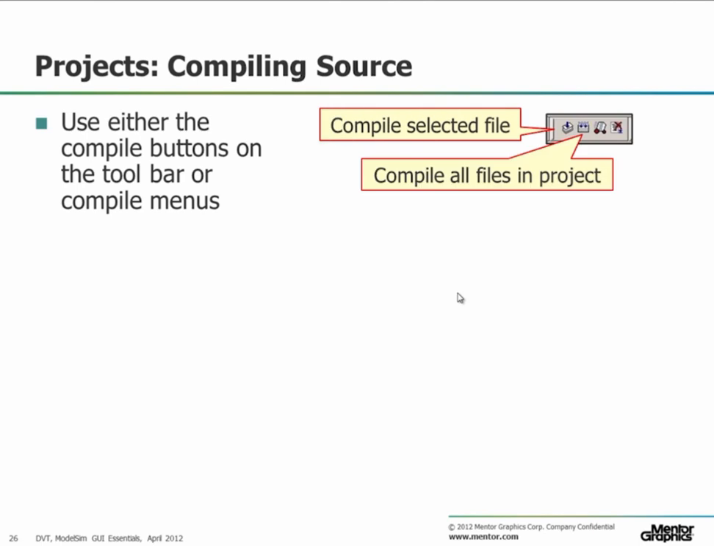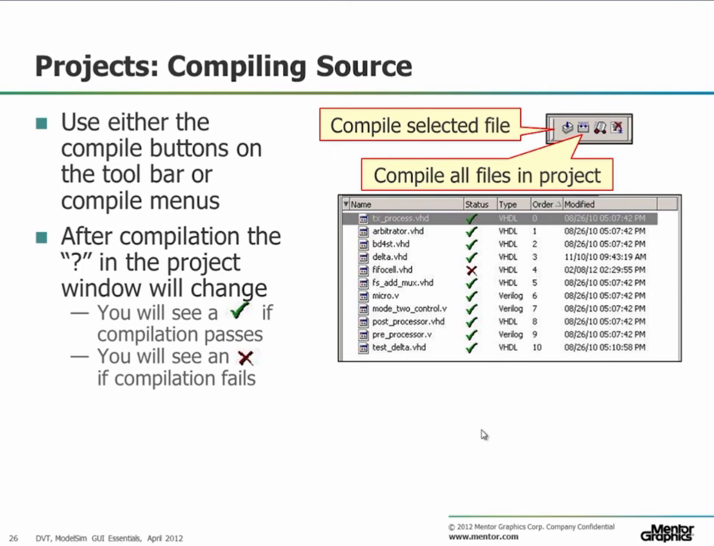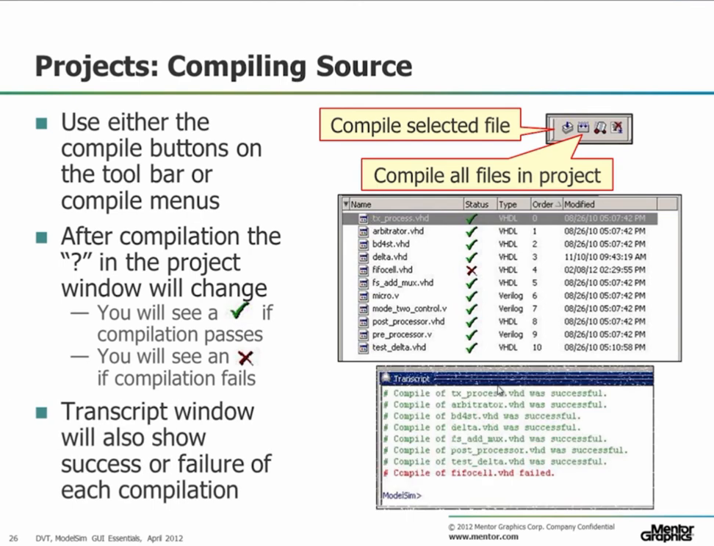So compiling the source code. There is this tool in the toolbar that is the compile tool. So the first thing here is compile a selected file, compile all files in the project. This is run a simulation, and this is break a running simulation. So that's this little compile toolbar. And then once I've compiled, I will get a status. If the file compiled successfully, I get a check mark. If the compile failed, I get this little X.